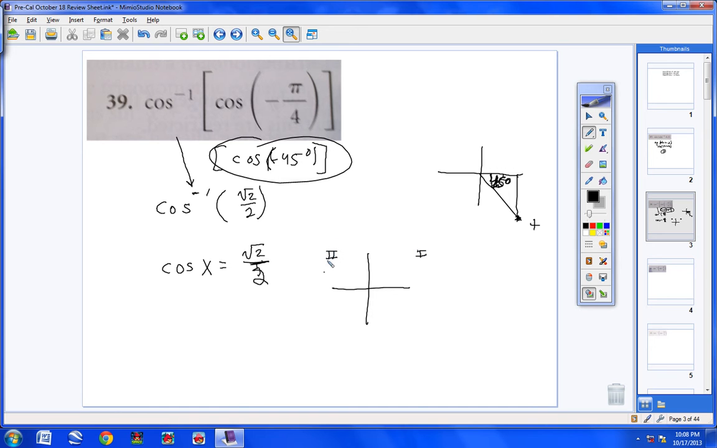First and second. So cosine is positive here, negative here. So what angle would give me, when I take cosine of a certain angle, square root of 2 over 2? Well, guys, it would be 45. We just saw that. When you take the cosine of 45 degrees, you get square root of 2 over 2. So the angle we're looking for is x equals 45 degrees, or pi over 4, whatever they're asking for. So 45 degrees, or pi over 4.